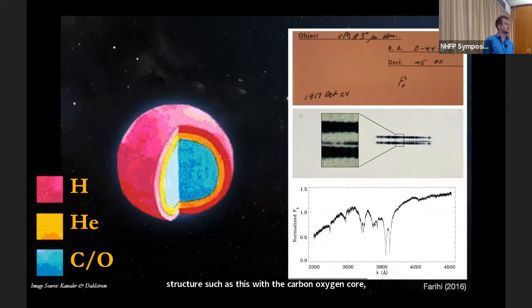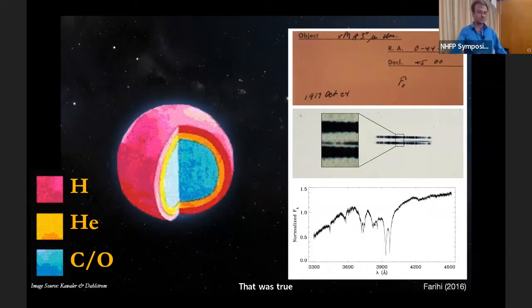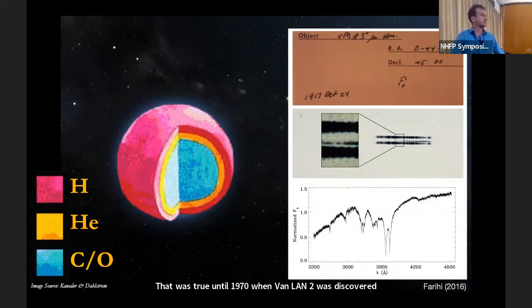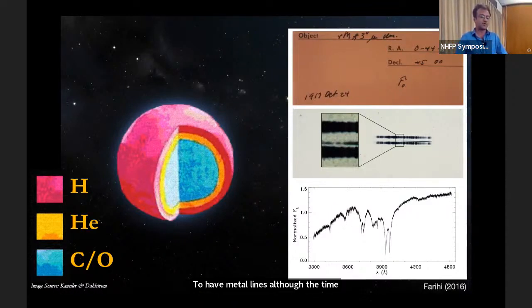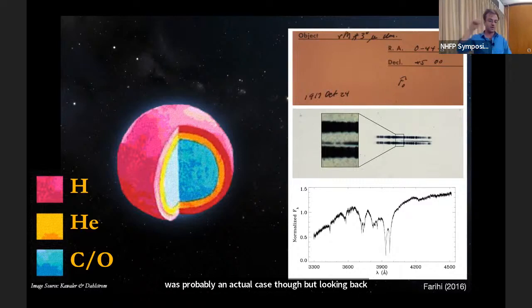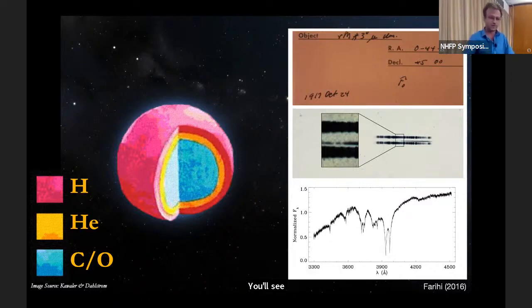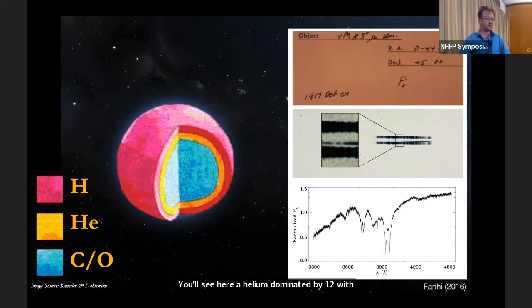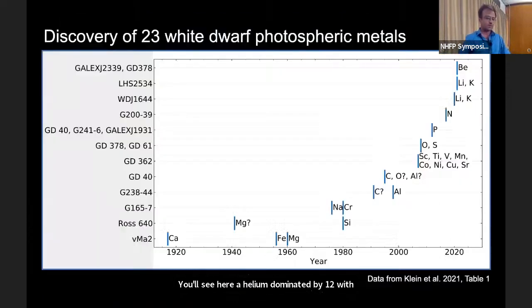That was true until 1917, when Van Maanen 2 was discovered to have metal lines, although at the time it was thought this was probably an F or K star. But looking back, this was really the first evidence of exoplanetary material in the galaxy. You're seeing here a helium-dominated white dwarf with calcium H and K, magnesium and iron lines.